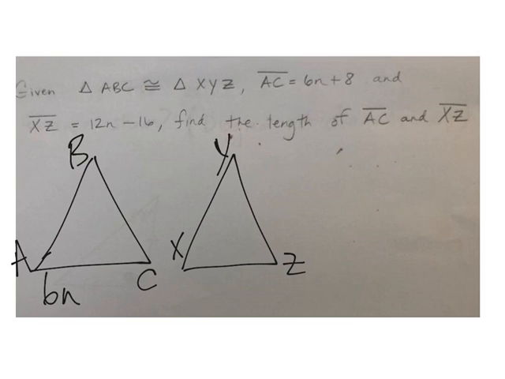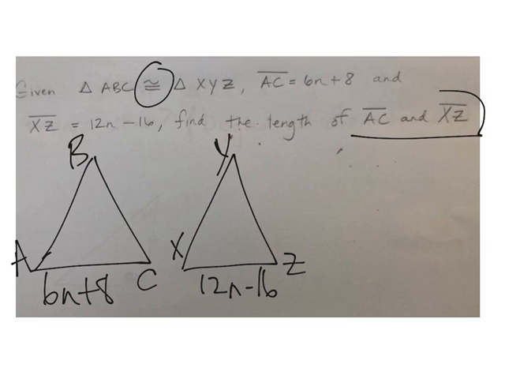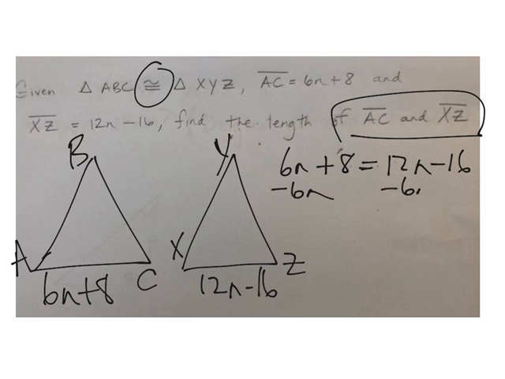So we're told that AC is 6n plus 8. We're told that XZ is 12n minus 16. We're told that there's congruency, so these are identical. So in order to solve for both of these, like we're asked to right here, AC and XZ, we have to solve for n first. So 6n plus 8 is equal to 12n minus 16. I'm going to minus 6n from both sides. At the same time, I'm going to add 16.